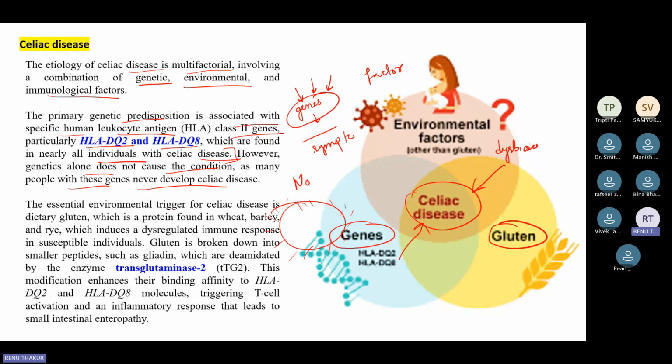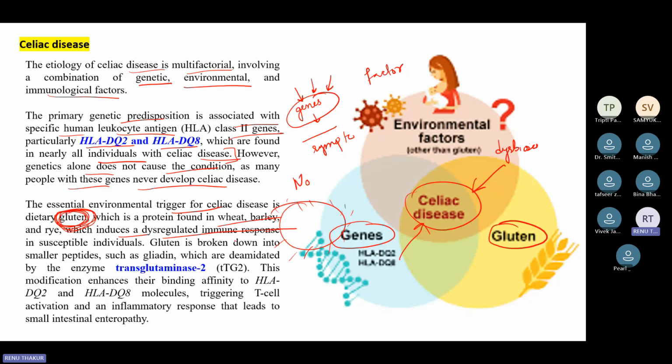So the essential environmental trigger for celiac disease is dietary gluten. You can write this word. Celiac disease is known for gluten intolerance; gluten is a protein found in wheat, barley, and rye, which induces a dysregulated immune response. If a person with celiac disease consumes any food item rich in gluten like wheat, barley, and rye, then they will have a dysregulated immune response.